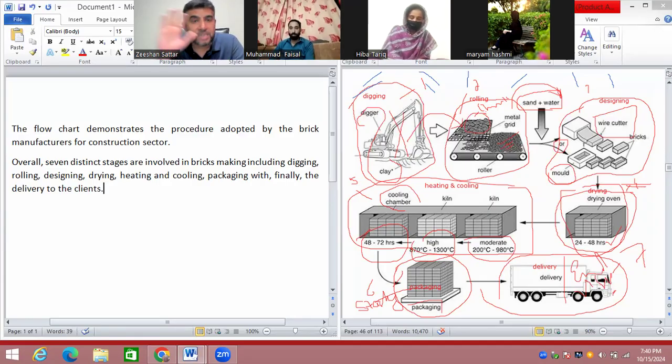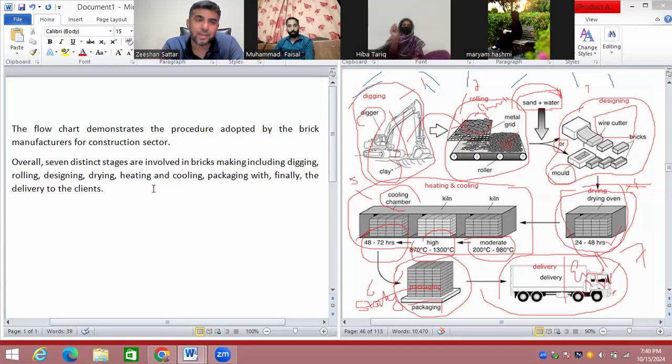Overall 7 distinct stages are involved in bricks making, including digging, rolling, designing, drying, heating and cooling, packaging, with finally the delivery to the end user. I've used the word with here because I have already used and between heating and cooling. So two ands look very awkward in the syntax.